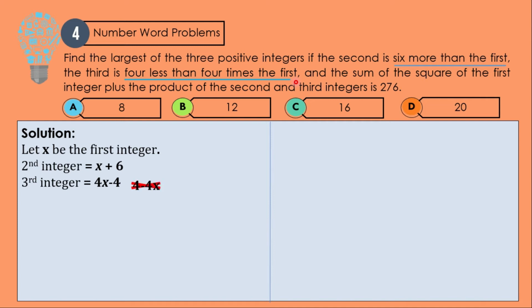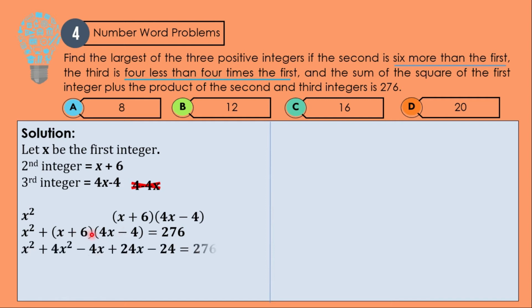Now let's focus on the other half of the problem. It states that the sum of the square of the first integer plus the product of the second and third integer is 276. So we have to add the square of the first integer, so we'll have x squared plus the product of the second and third integer. We'll have x squared plus x plus 6 times 4x minus 4 is equal to 276. Let's multiply x plus 6 and 4x minus 4. We'll have x squared plus 4x squared minus 4x plus 24x minus 24 is equal to 276.